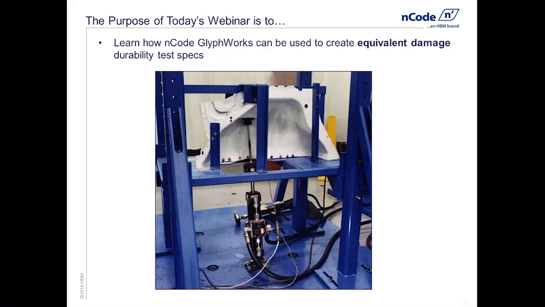And again, how do we make sure, in a fatigue sense, that this test is in fact equivalent to driving around for, say, thousands of miles or whatever it is? How do we ensure that this means something useful? These are all very important questions, and we'll spend the rest of this presentation seeing how we can answer those questions within GlyphWorks.